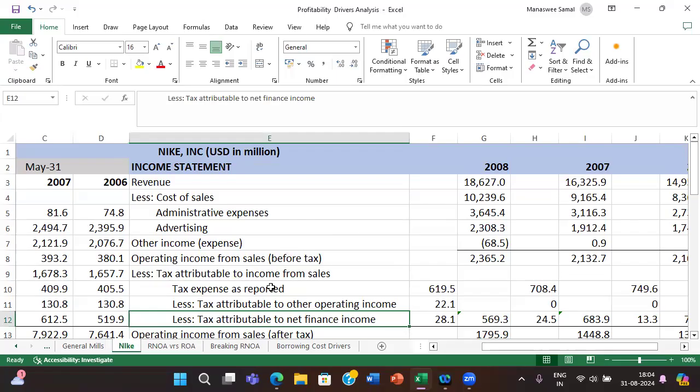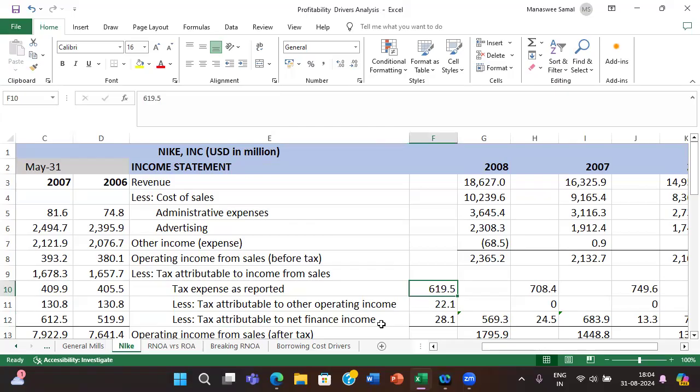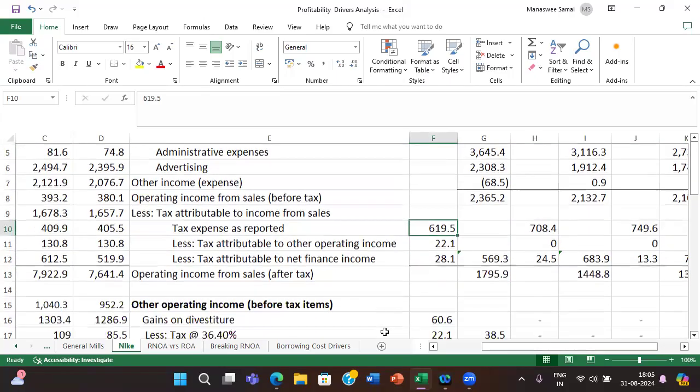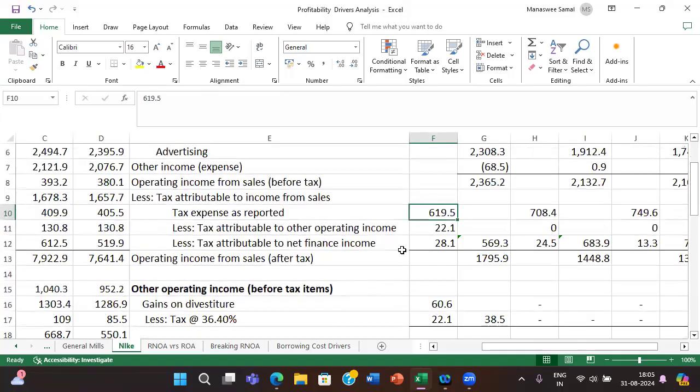So tax expense as reported is 619.5. And out of that, 28.1 is attributable to NFI. So you deduct it. And similarly, you have some other operating income. So on that, you have 22.1 tax expense. So you are deducting it.